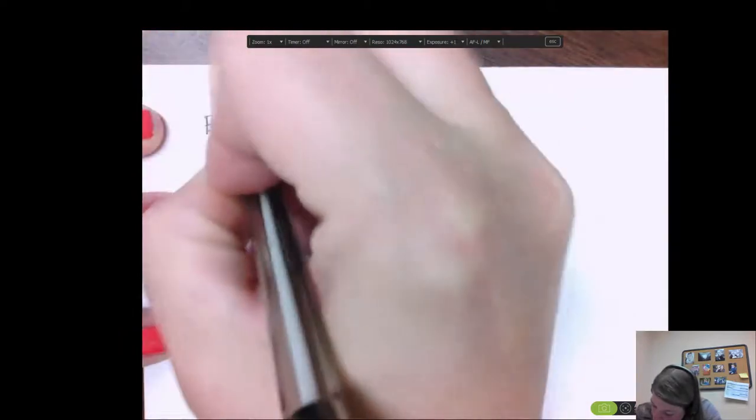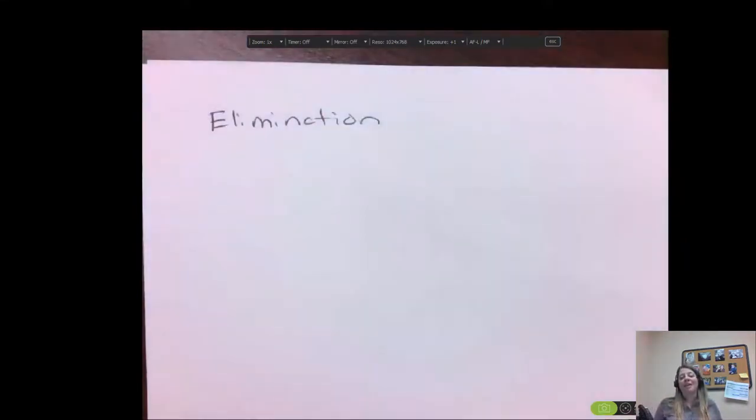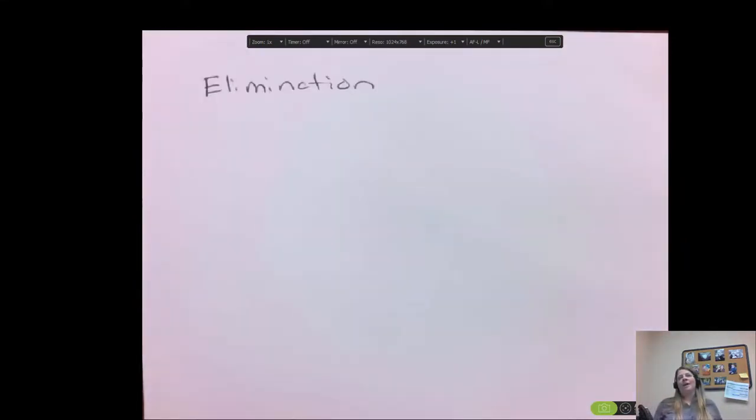So the last method is sometimes called elimination. I've heard it called linear combinations. I've heard it called the addition method. I was trying to think of what that other textbook called it. This whole idea is like adding together your two equations and eliminating a letter. Okay, so this whole idea is to add them together.